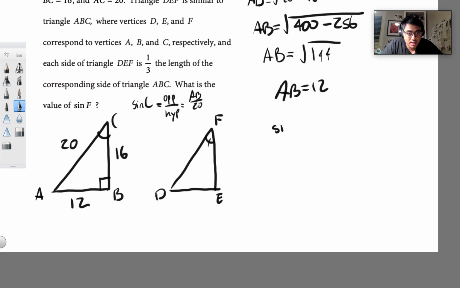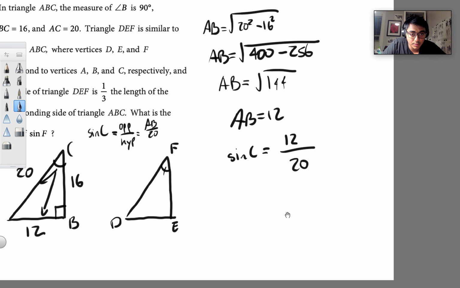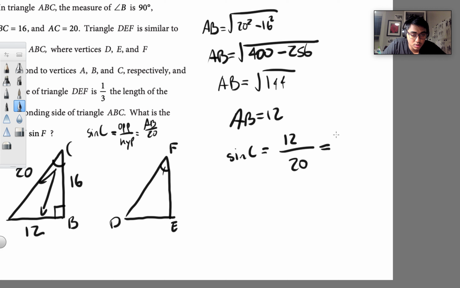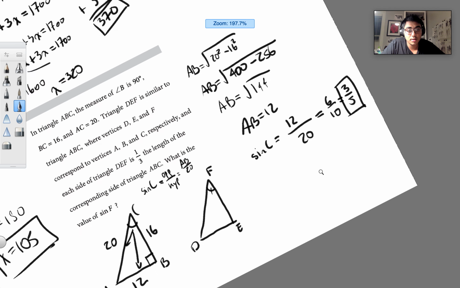Now, sine C is equal to opposite to angle C, which is 12, over the hypotenuse of the triangle, so 20. And now we can simplify that to 6 over 10, simplifies to 3 over 5. We're done with the non-calc section.